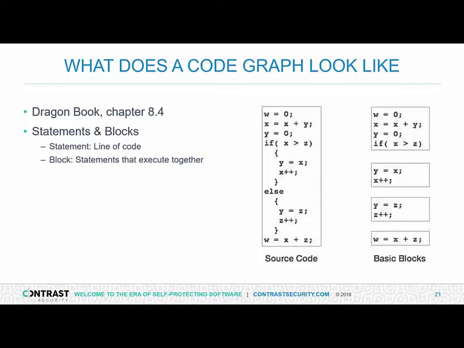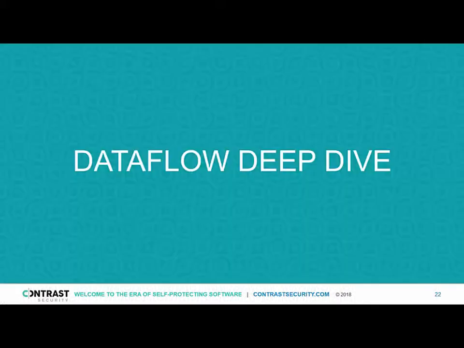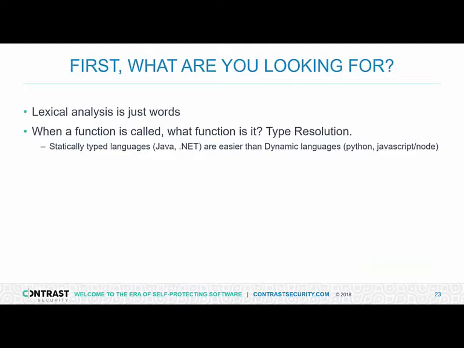So in order to do a code graph, you have to have some level of control flow analysis in terms of what is going to execute and when. And now we're going to go through and do a bit more further analysis into data flow and how this actually functions. So first, I want to go into the realm of what is it that we're actually looking for.